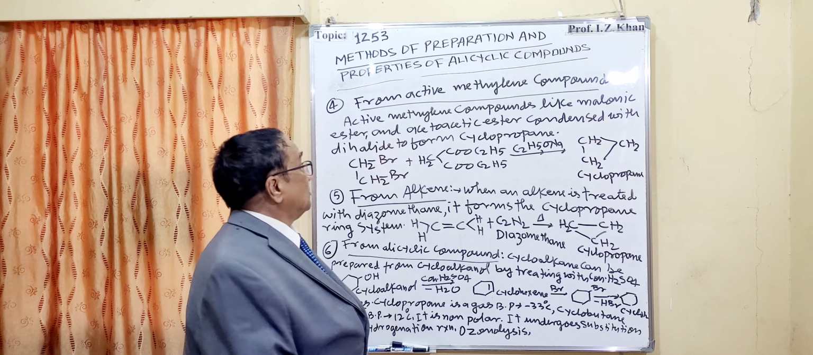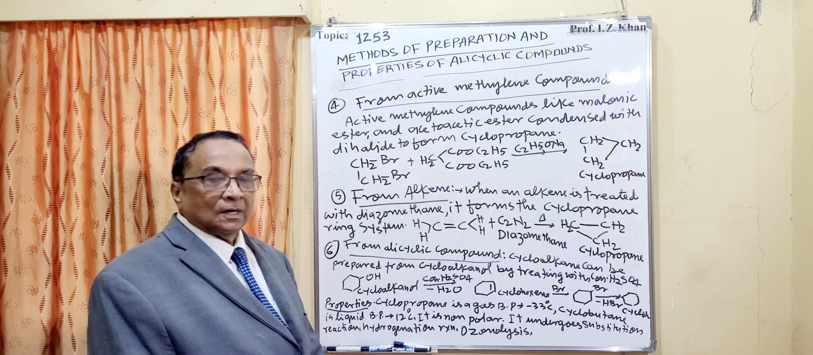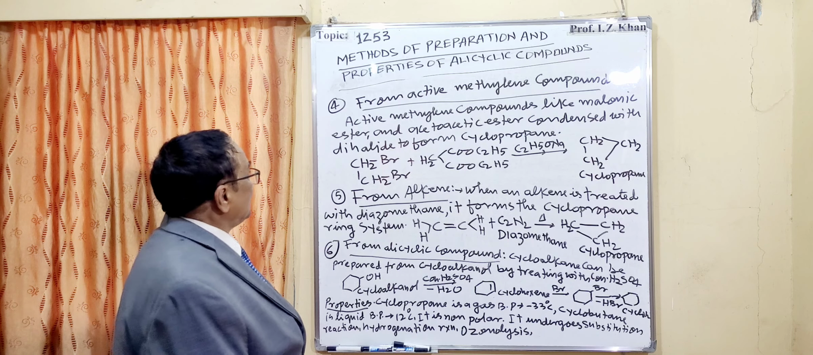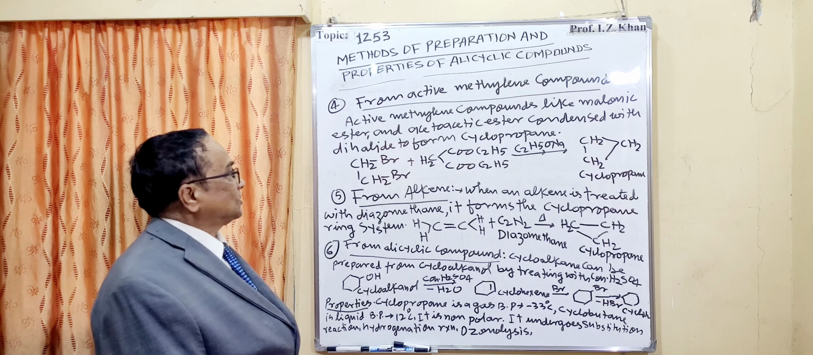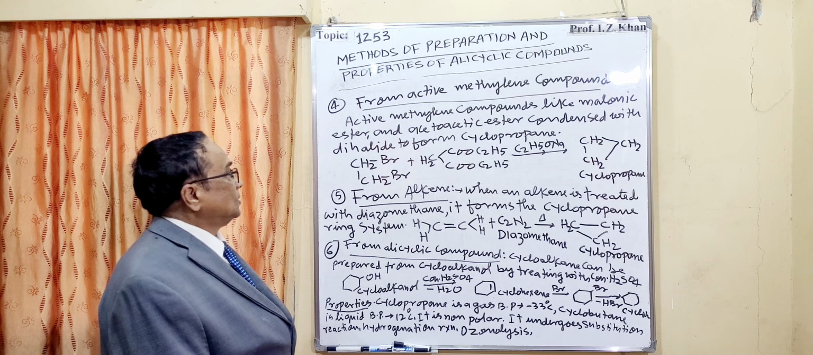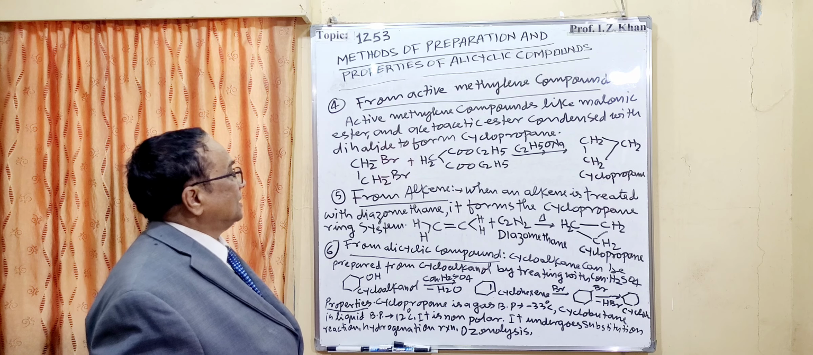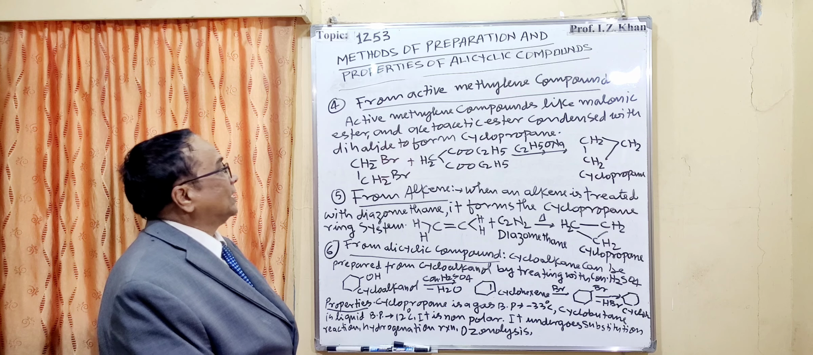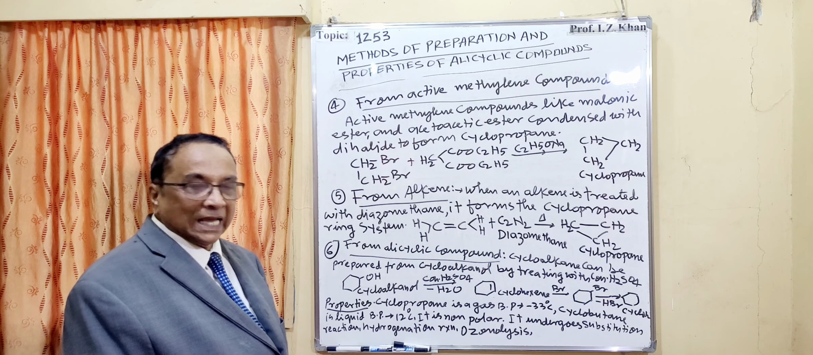So now in continuation, number four, from active methylene compounds, we can obtain alicyclic compounds. Active methylene compounds like malonic ester and acetoacetic ester are condensed with a dihalide to form cyclopropane. The reaction is given here. The methylene compound is here, and then the ester is there, and when it is treated with C2H5ONa, it is converted into cyclopropane.